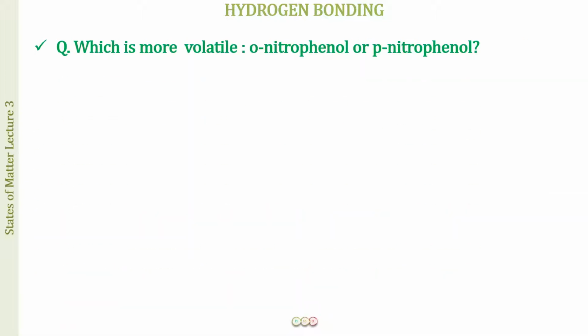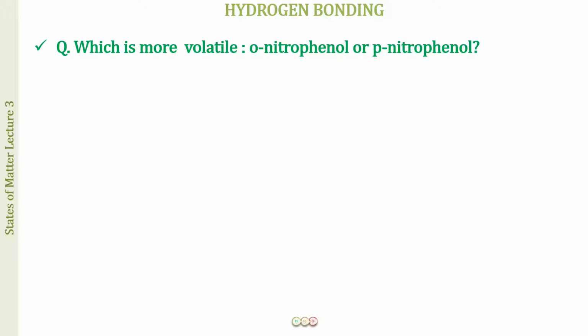Now, to sum up the whole lecture that we have learned, I have just one question for you. Which is more volatile, orthonitrophenol or paranitrophenol? And this is a question which is frequently asked in the examination. So that is why I have put it over here. Although there are going to be so many other questions related to hydrogen bonding, and these you will be learning further in the courses on organic or inorganic chemistry.